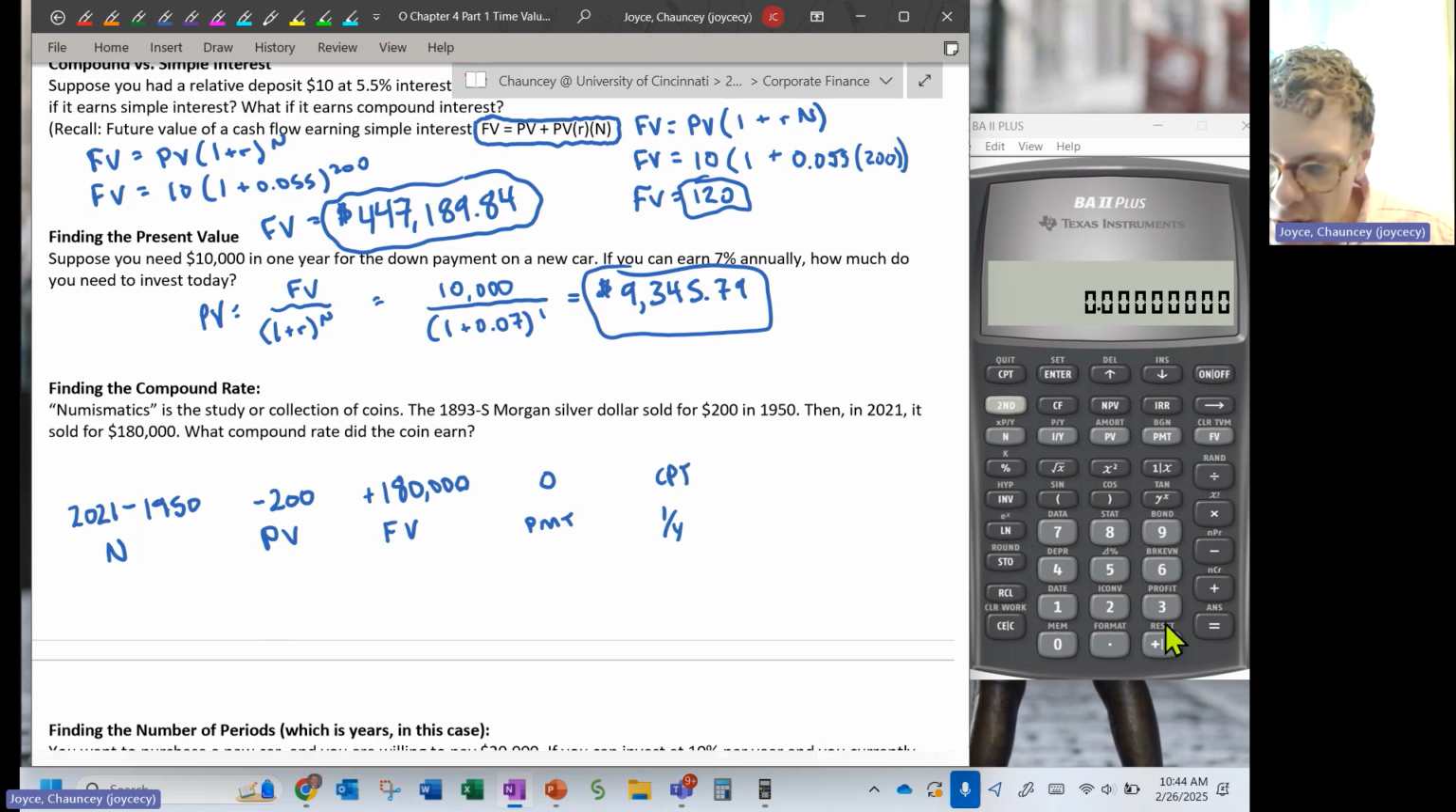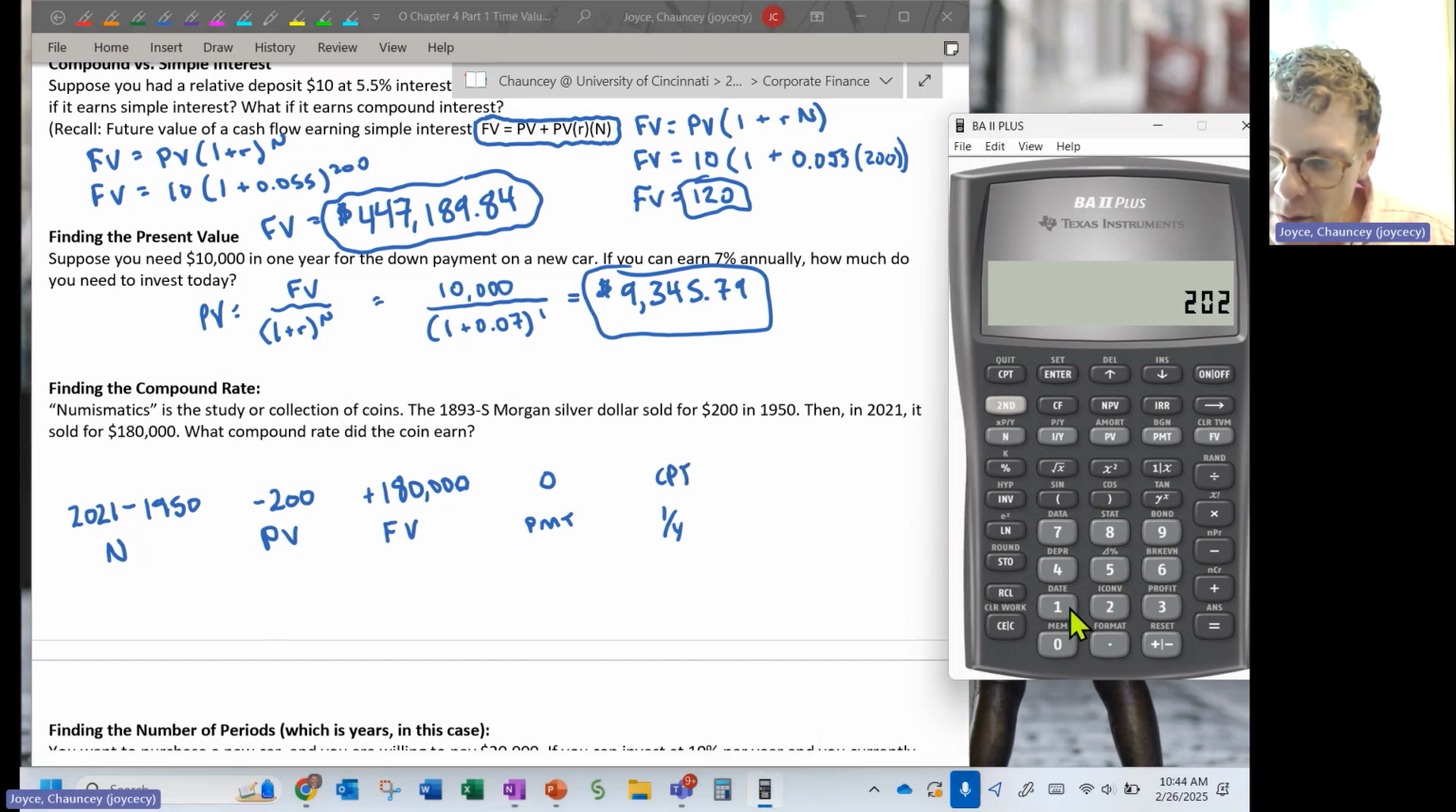So to do this, all you have to do is calculate the years, 2021 less your 1950, for your 71 years. That's your N. So you're typing in the number 71 and then pressing N. 200, make sure you specify that that would be a cash outflow, so specify that as a negative PV. Positive future value of 180,000. There's no payments between now and then. The coin's not paying you anything.